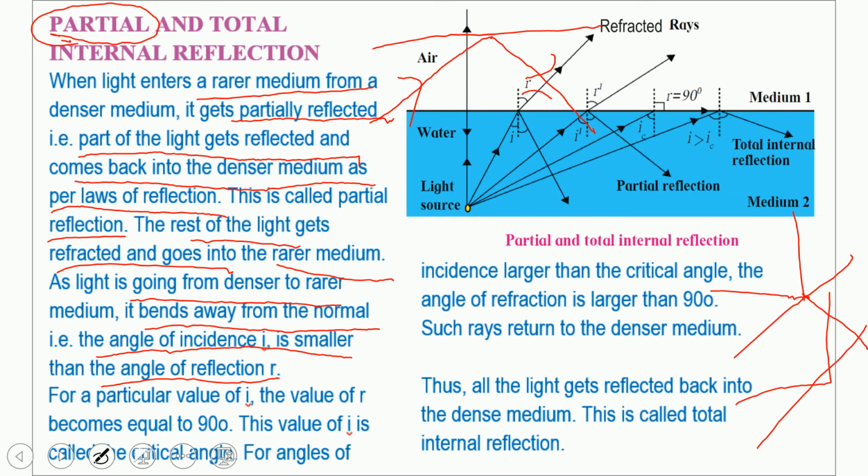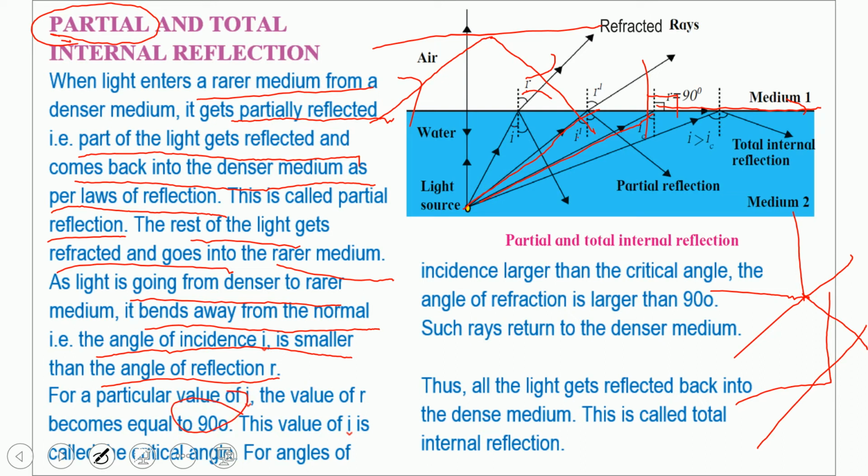In this case, I is there, R is there. Again, further, another ray like this, I is there, R is there. Understand? But in this case, at a particular value of the incident ray, called the critical value, the refracted ray passes at 90 degrees with the normal. This angle of refraction is 90 degrees. That is the critical one. So at this particular value, R becomes equal to 90 degrees.